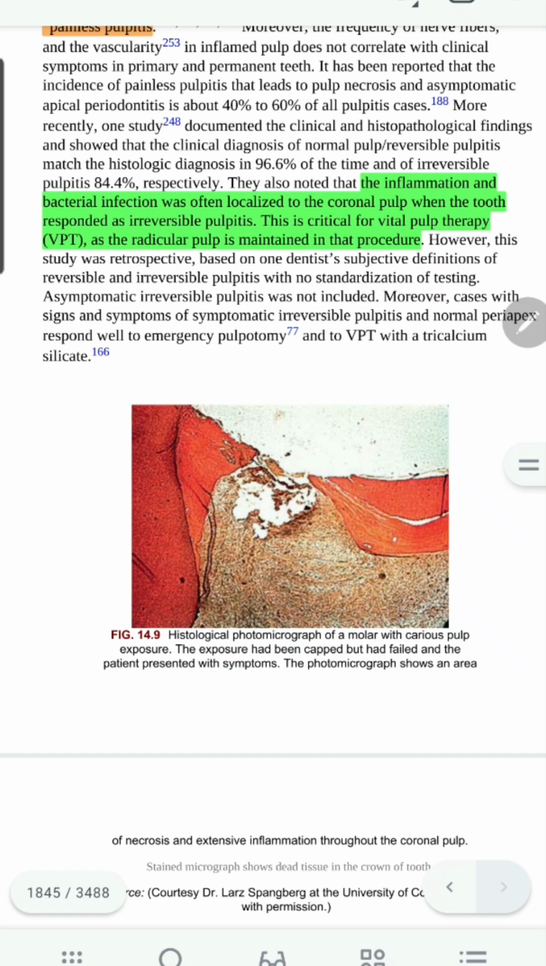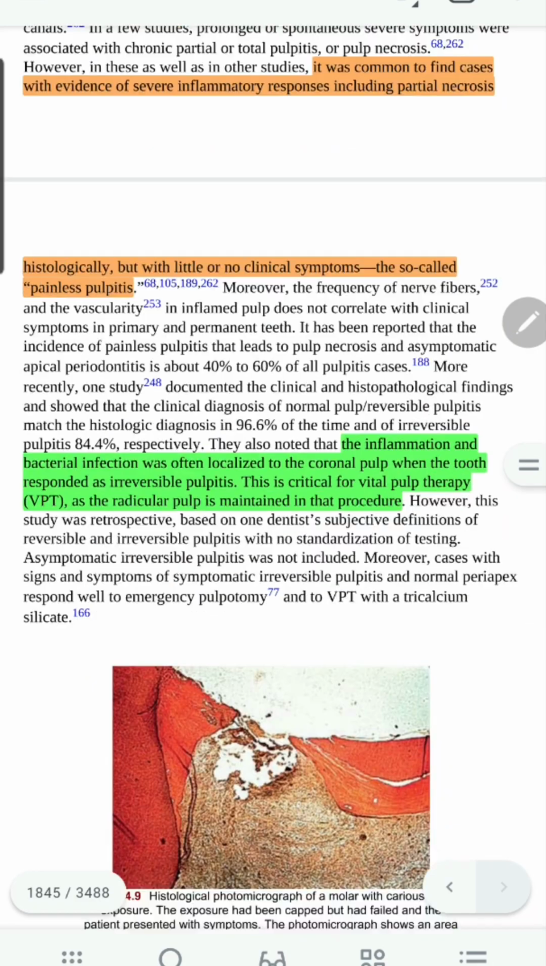For example, the patient may be suffering from reversible pulpitis symptoms, but histologically the bacterial invasion did not reach further than the coronal part in the chamber. And this is important: when we do the root canal therapy, we must distinguish between the different types of the pulp, and if we find that only the coronal part is infected, we can do the vital pulp therapy.